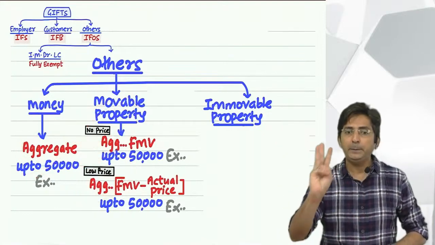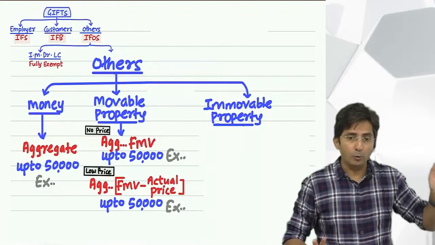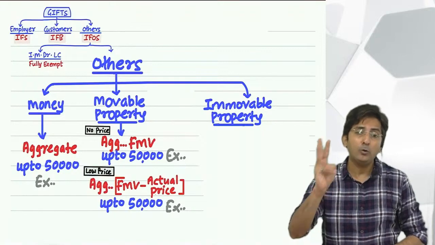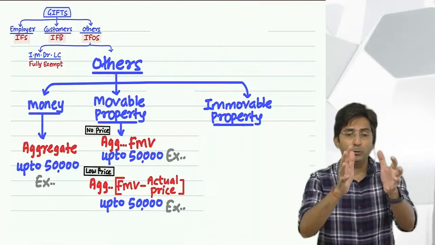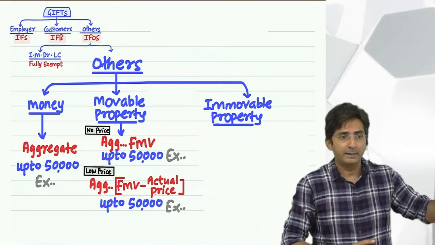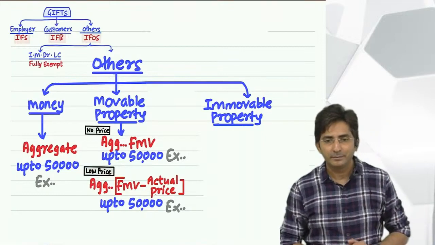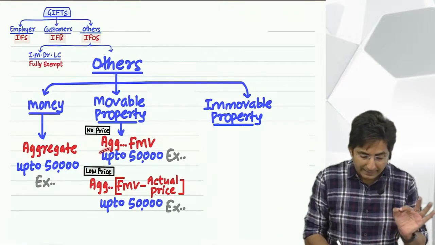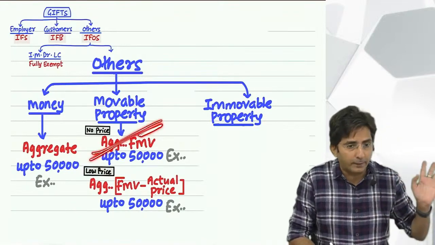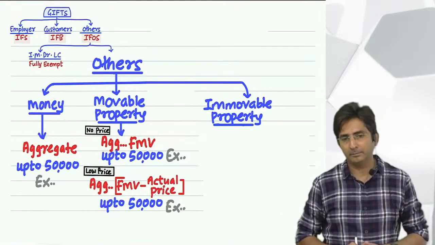Answer: three people gave me money, three people gave me gold free of cost, three people gave me gold at a lower price. So will I add all? No. So what to do? The three people who gave me money combined, the three people who gave me free gold combined, and the three people who gave me gold for a lower price combined. Those three combinations will become. And if all combinations are coming below 50,000, exempt. So in short, never aggregate these with each other. In the question, this transaction should be kept different, that transaction different, and the money gift also different. That you can write.